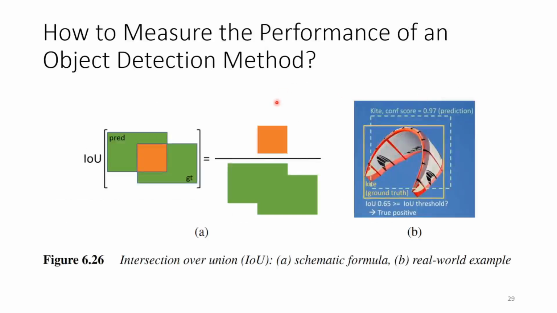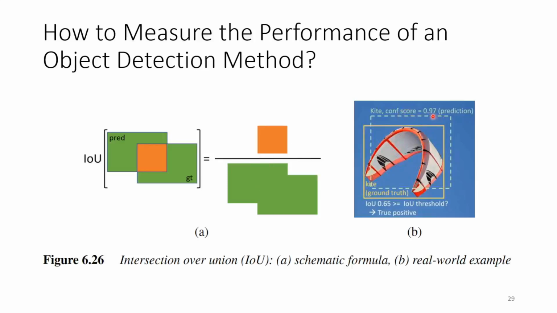Let's go back to object detection. You have a ground truth, the yellow block here, and a predicted region, the dashed block here. Then you have the intersection of the two regions, the orange region, and you also have the union, which is this part. Then you can calculate their ratio, and this is just for their area.